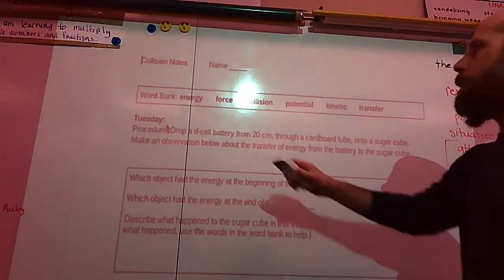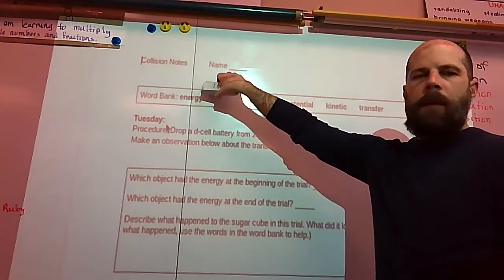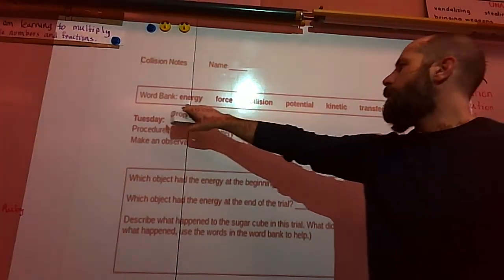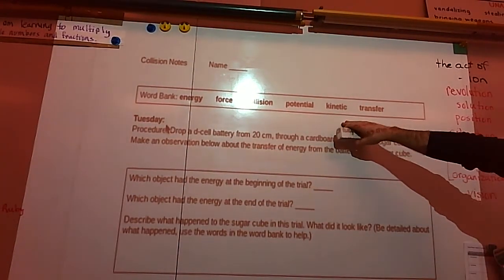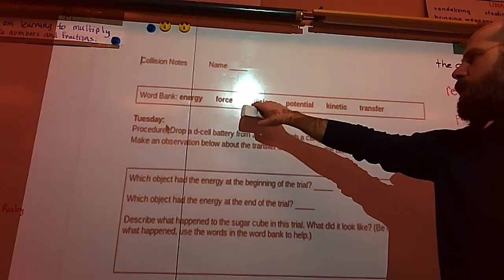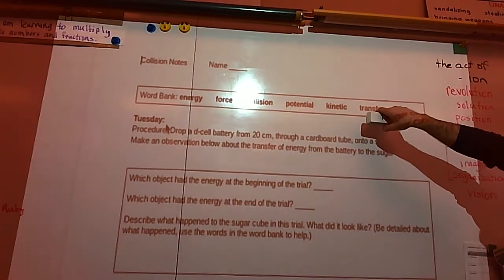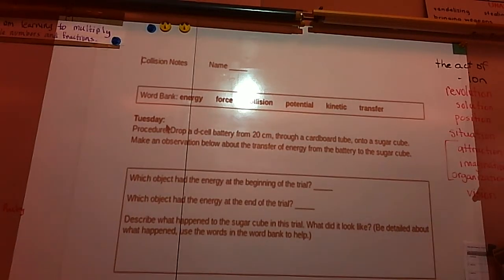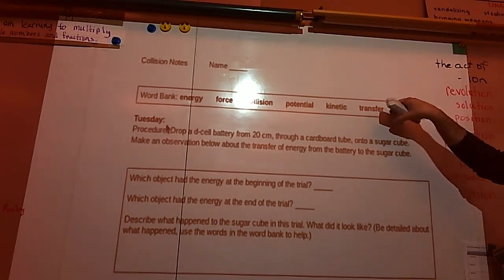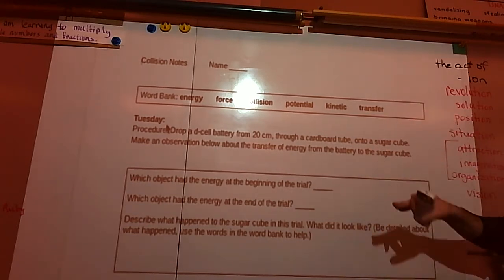At the top here, it says collision notes. There's a spot for your name. You'll notice here there's a word bank. Please really focus in on these words. We've got words like energy, force, collision, potential, kinetic, and transfer. Those are very important words when we talk about energy transfer and collisions. Make sure you use these words when you're giving your descriptions throughout.